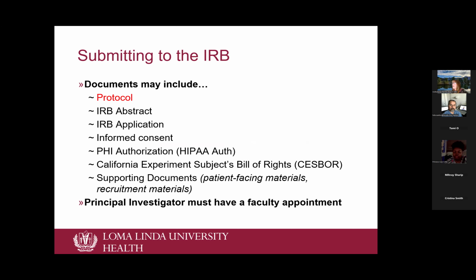If you're collecting and recording personal health information and personal identifiers, you're going to want to obtain a HIPAA authorization from your subjects. If you have a study that meets the definition of a medical experiment, then you may need to provide them with a California Experimental Subjects Bill of Rights as well. And then anything that you're using for recruitment materials, that could be text messages, emails, flyers, any of that needs to come to the IRB for review and approval.